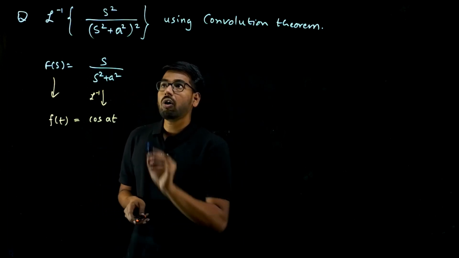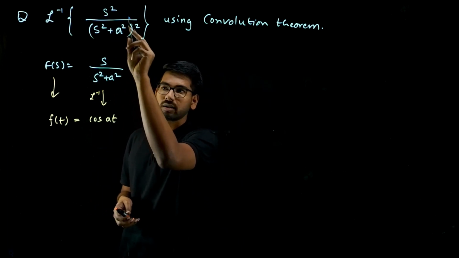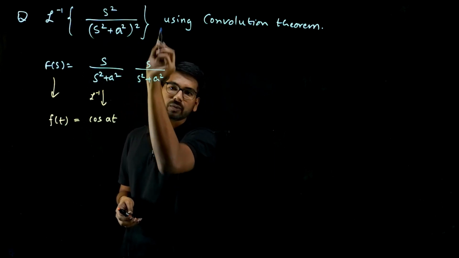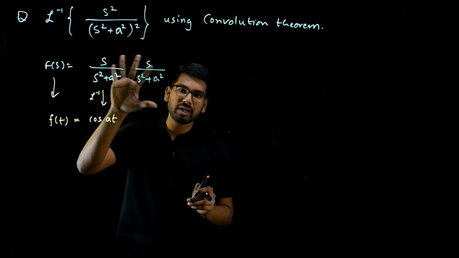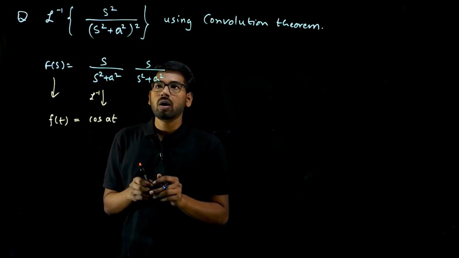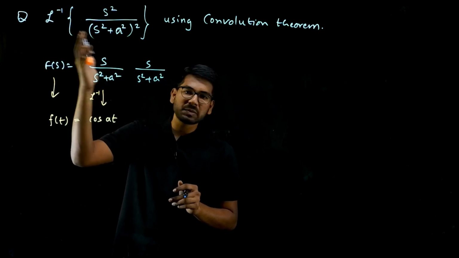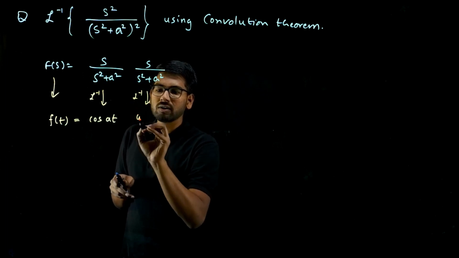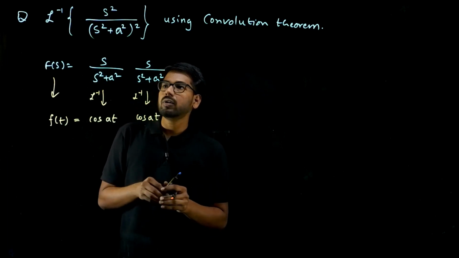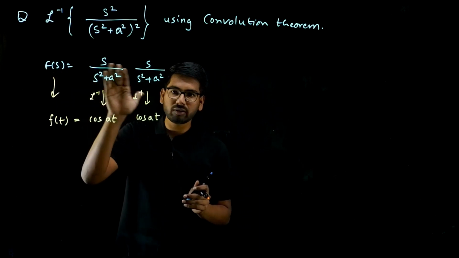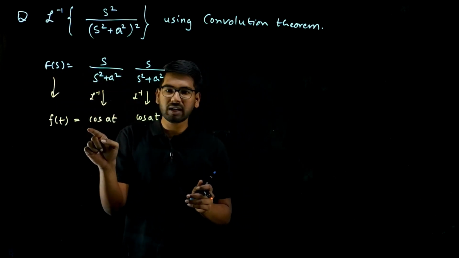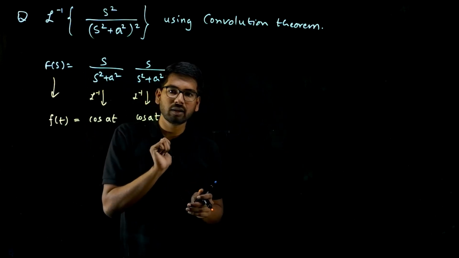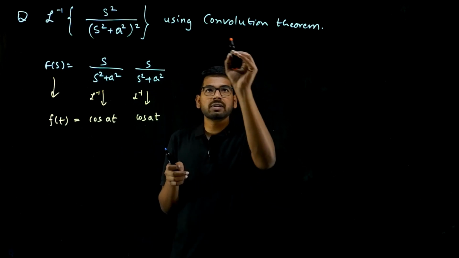Okay, so what do I have here? I have s squared over (s squared plus a squared) whole squared. So I have two of these multiplied, and that's what I have to find the inverse Laplace transform of. But I know the inverse Laplace transform of each of these is cos at. So if two functions are multiplied in the Laplace domain, can I multiply their inverse transforms? Can I write f of t is equal to cos squared at? That's what the convolution theorem talks about.